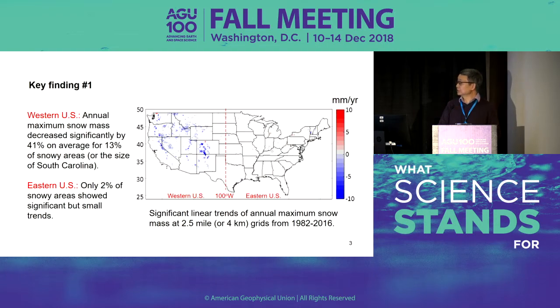This figure shows the significant linear trends of annual maximum snow mass. Most of the areas, obviously as indicated by the white colors, do not have significant trends, particularly over eastern U.S. Over the west, however, the annual maximum snow mass decreased significantly by 41% on average for 13% of snowy areas. If we add those areas together, they represent the size of South Carolina.